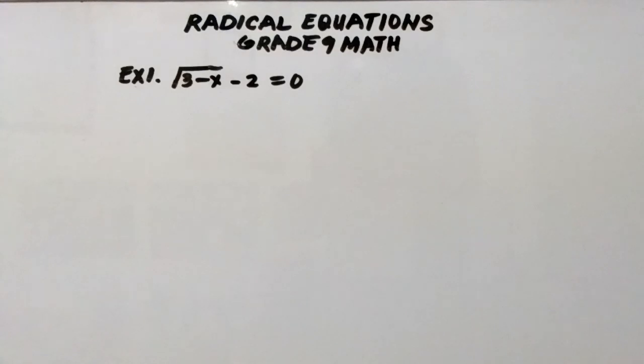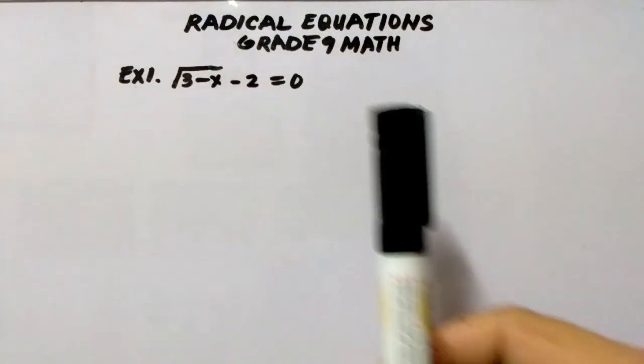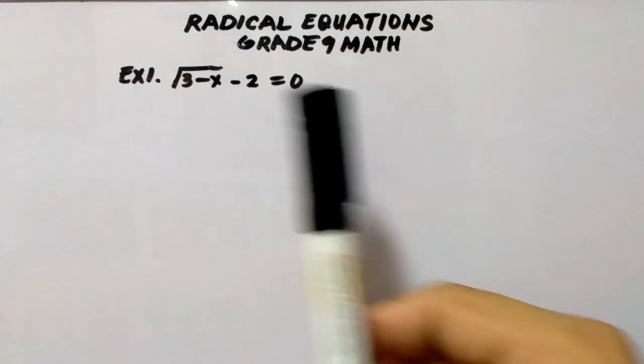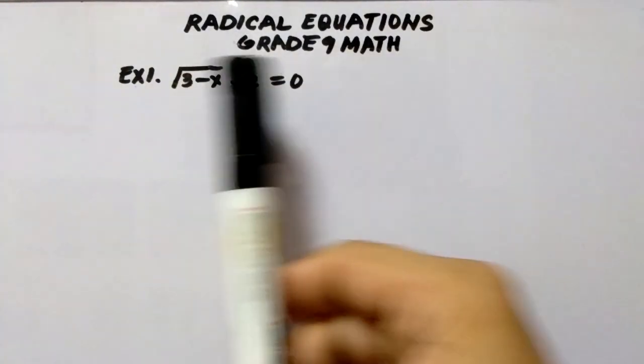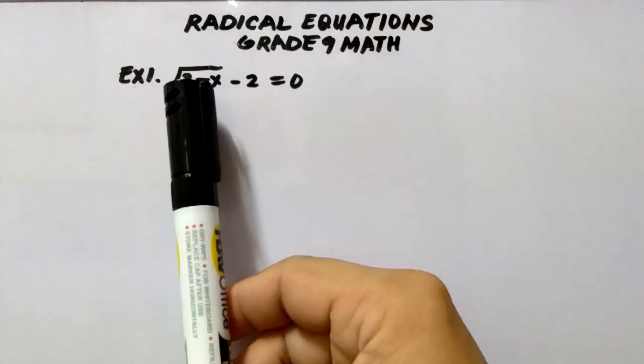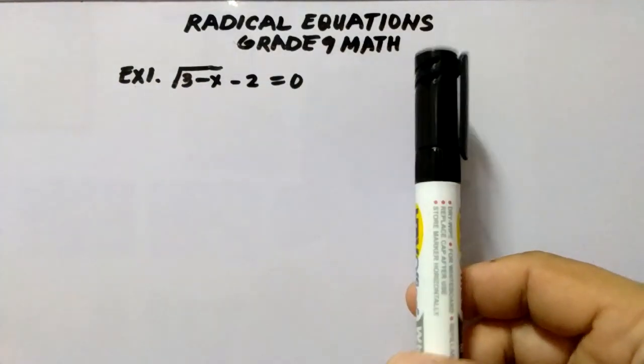Ang topic po natin for today is Radical Equations, Grade 9 Math. So today, we will discuss how to solve radical equations. So proceed po tayo sa ating example number 1. Square root of 3 minus x minus 2 is equals to 0.